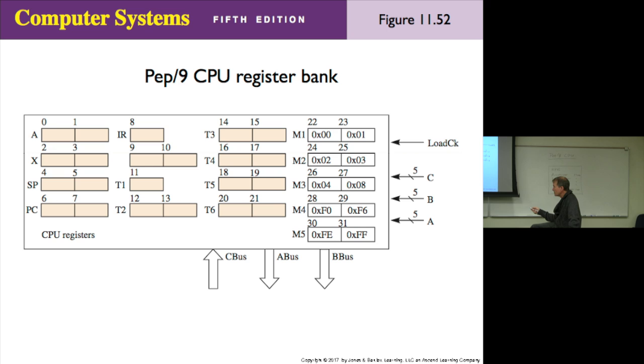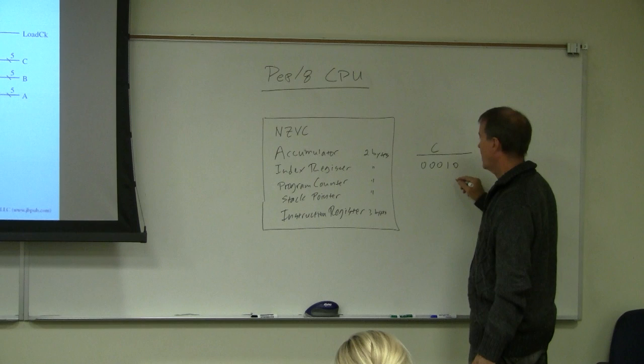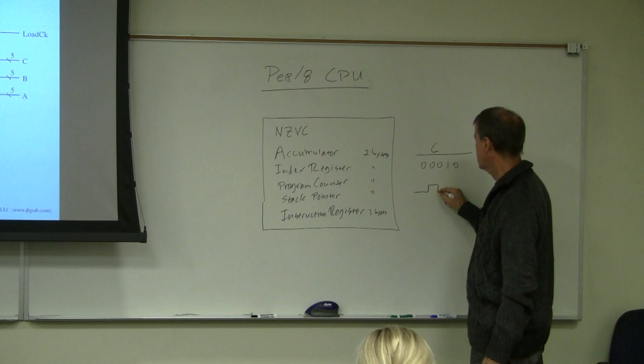So the way this operates is, if I want to put something in the high order byte of the X register, what would I do? Do you understand what we're saying here? Here's the X register, and I want to put what's on the C bus into that X register. On the C control, I would make C 00010, and then we would clock the load CK.